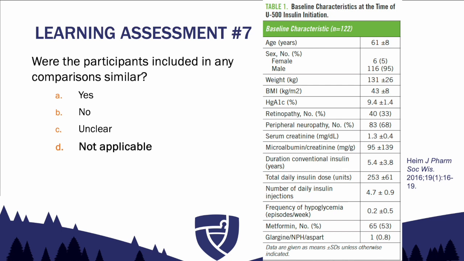In this case, the answer is not applicable. Like I mentioned earlier, this is a single arm study, so there is no control arm, and it's the single individual before the transition to U500 being compared to the after U500 data. I did, however, include the baseline characteristics in case you're interested in the description of the patient population included in this study, especially if you want to compare it to patients at your own institution from more of a generalizability standpoint.